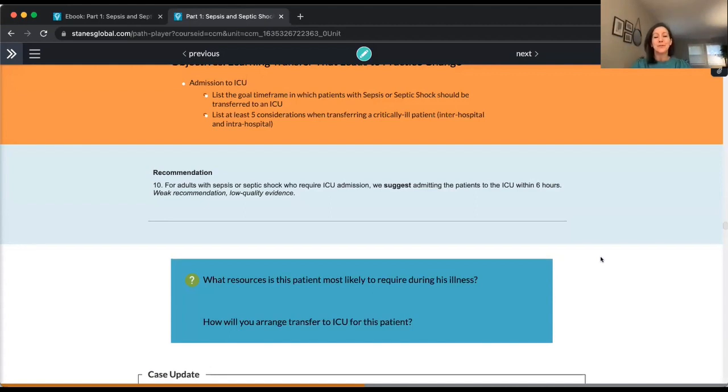All of those resources may not be available and likely are not available in our rural or district hospitals. So we really need to transfer the patient as soon as possible, if possible. How do you arrange transfer for a patient from a district hospital to a hospital with an ICU? What are the considerations for arranging transfer? How do you do that logistically? What are the steps?